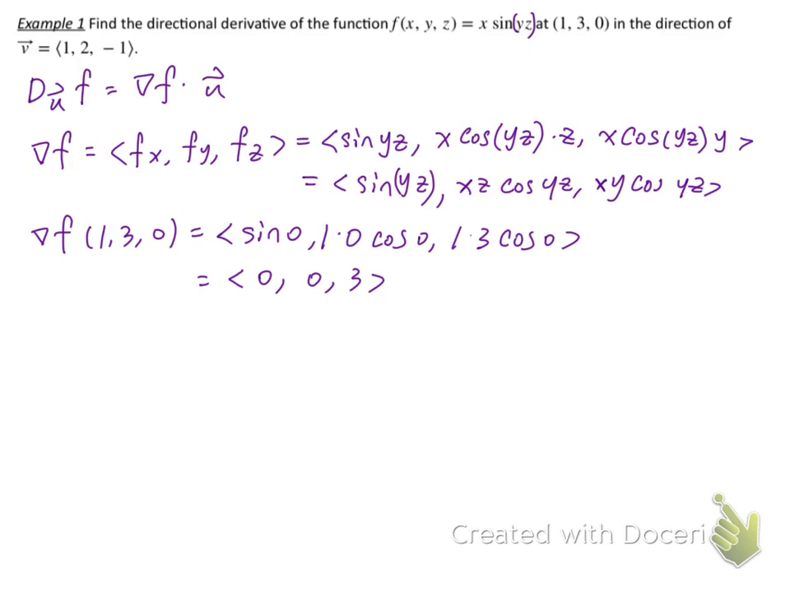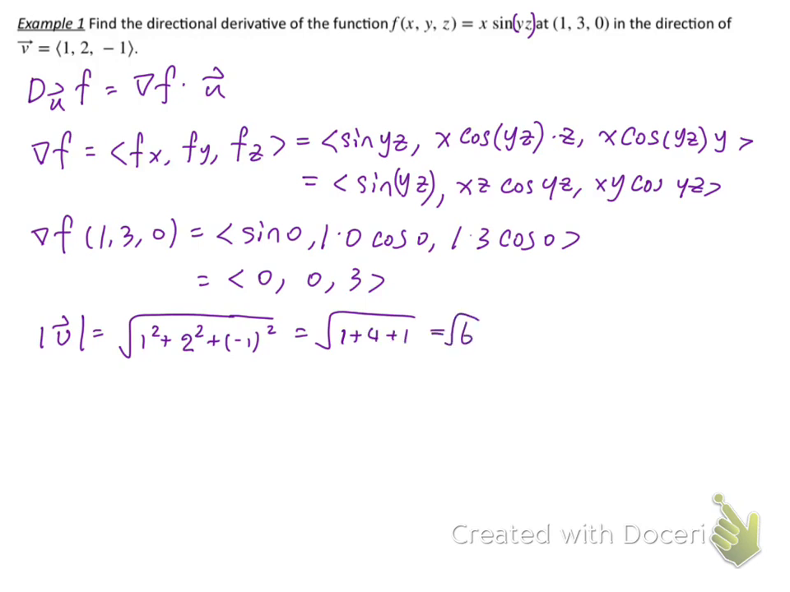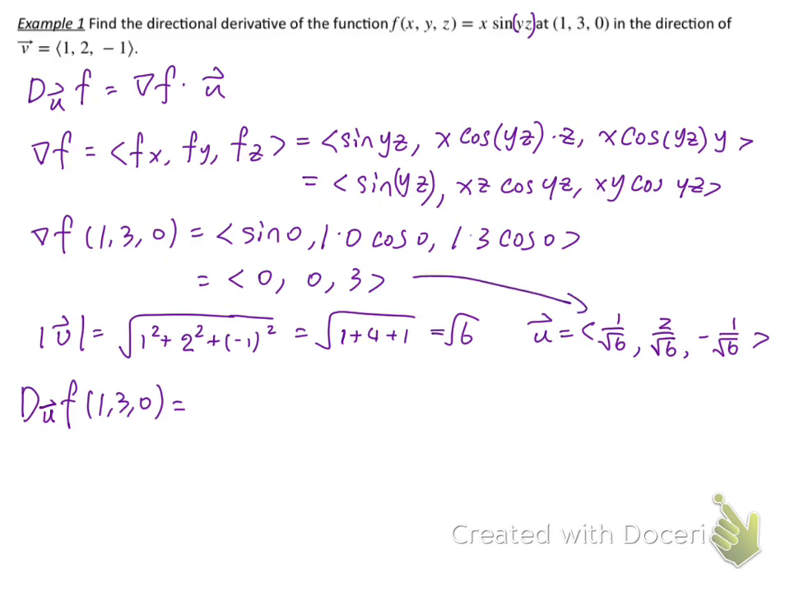Now go back to the vector. Our vector is not unit, which means we need to divide by its length, which is the square root of 1 squared plus 2 squared plus negative 1 squared, that gives me 1, 4, and 1, which is radical 6. So our unit vector u will be 1 over radical 6, 2 over radical 6, and negative 1 over radical 6. Then finally, our directional derivative in the direction of unit vector u of our function f at the point (1, 3, 0) is the inner product of these two things.